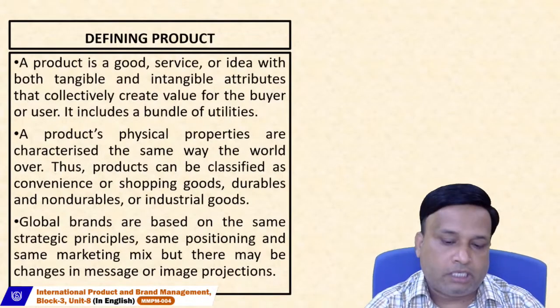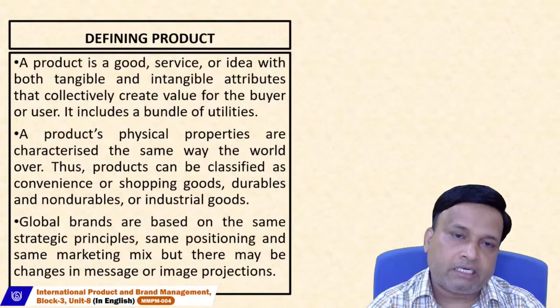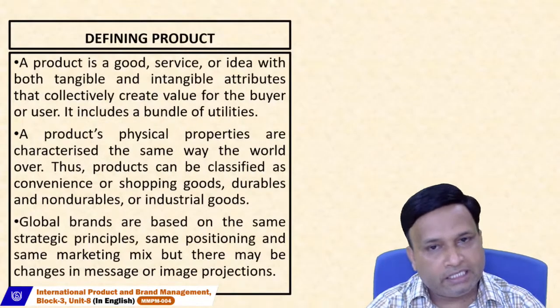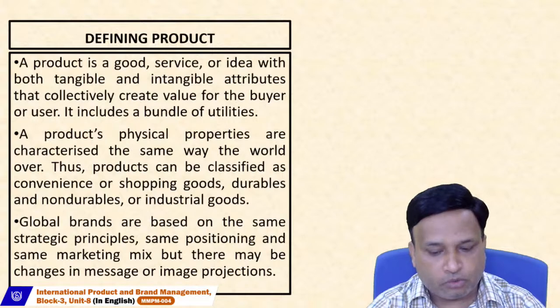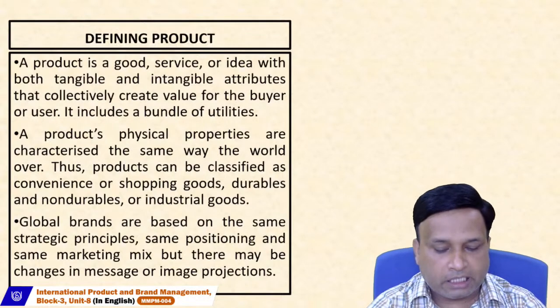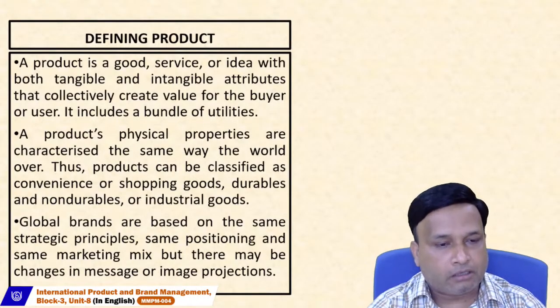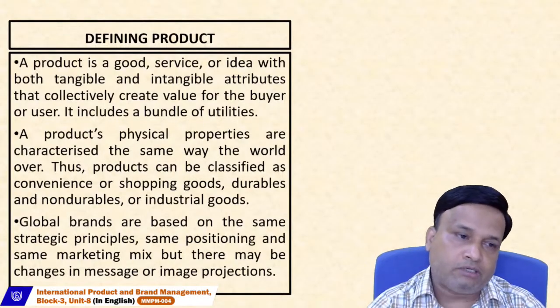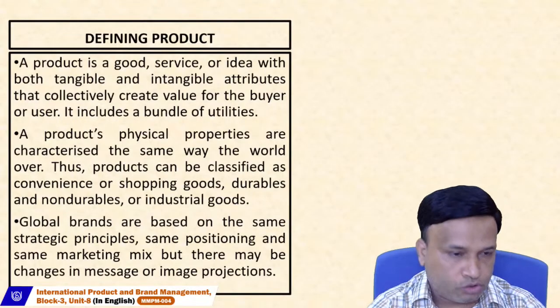So a product is anything which can be offered to the market, which has tangible and intangible attributes. That is known as the product, which satisfies a bundle of utilities of the customer. Second, a product can be convenience, shopping, regular, non-regular, or industrial goods.